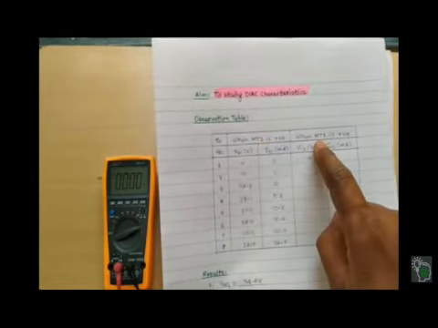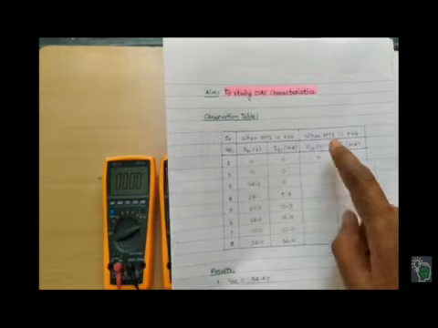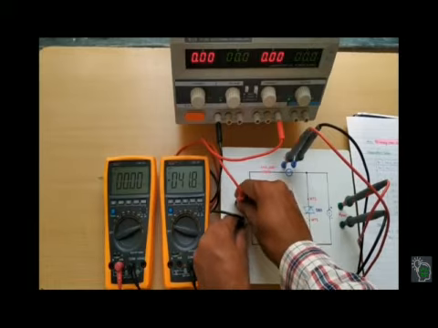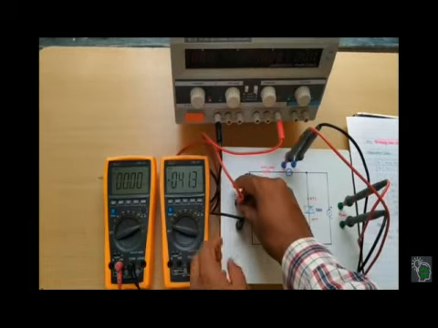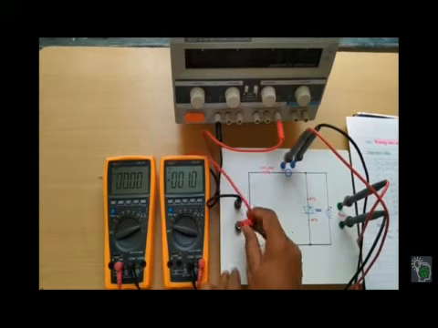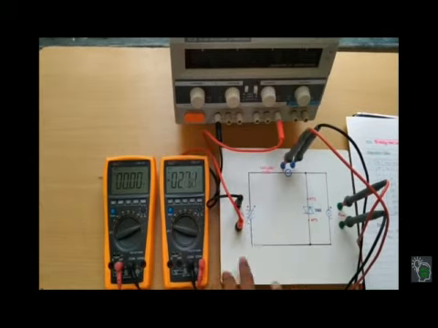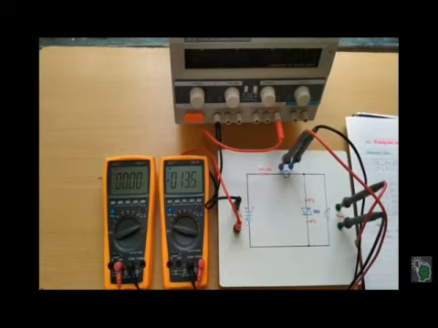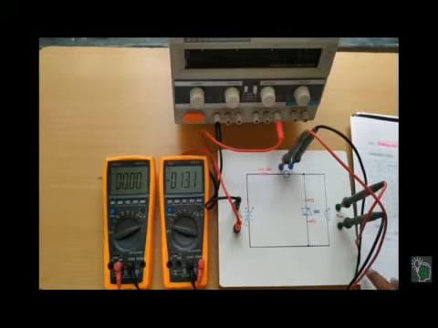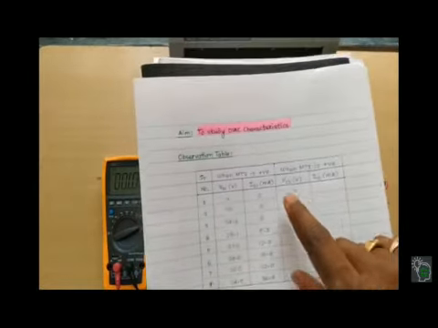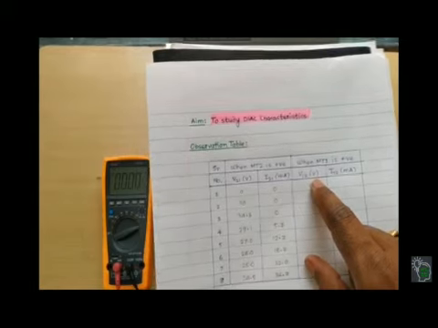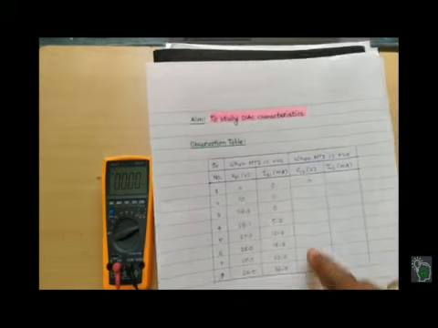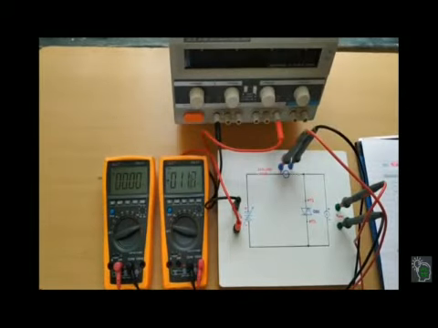Now we are doing the MT1 positive case. Just reverse the connection here. The positive terminal is connected to the MT1 terminal, and the negative supply is connected to MT2. We are just reversing the terminals of the power supply. So now we are varying V12 and calculating the current I12.